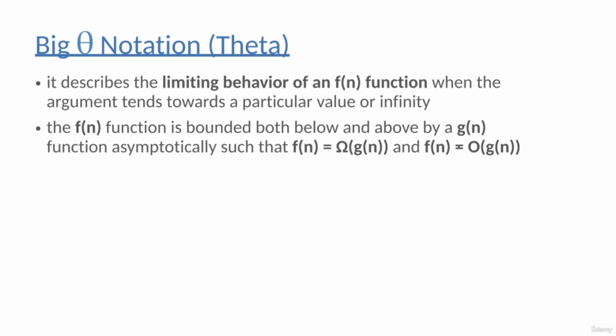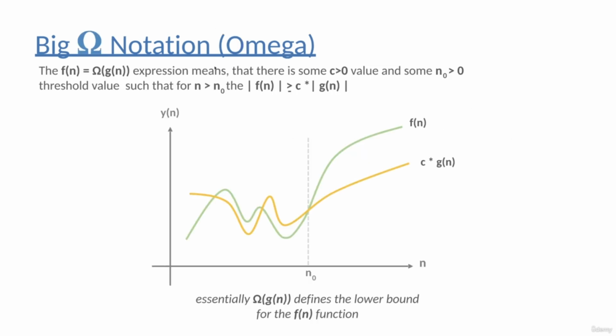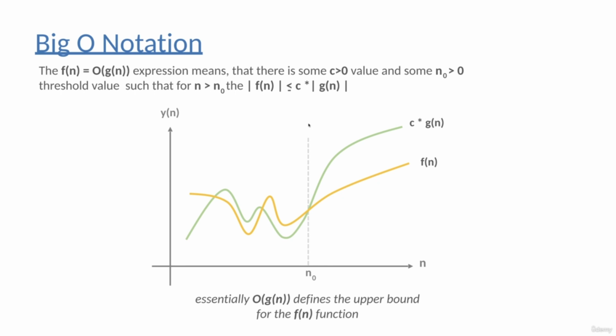Of course, because big O has something to do with an upper bound, while on the other hand, Omega has something to do with the lower bound. This is exactly what we have been talking about, that Omega defines the lower bound for the f(n) function, while on the other hand, the big O notation defines the upper bound for the f(n) function.